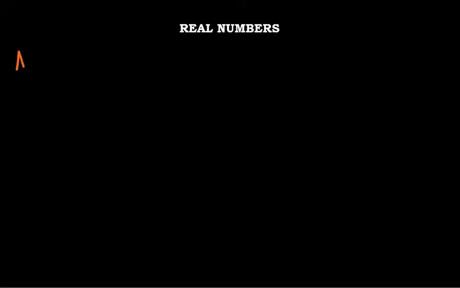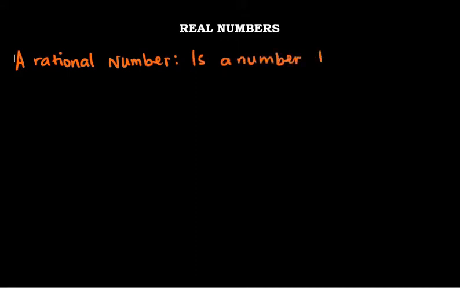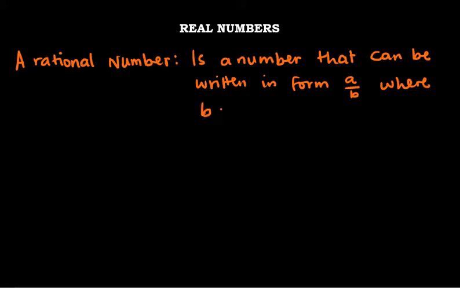A rational number. So a rational number is a number that can be written in form of A out of B, where B is not equal to 0. So that's what we call a rational number.